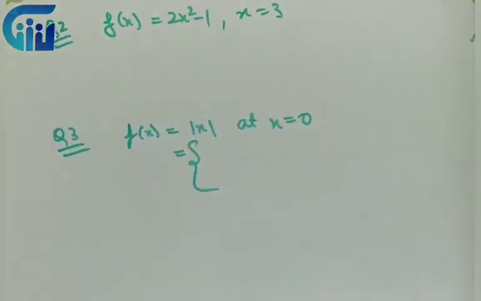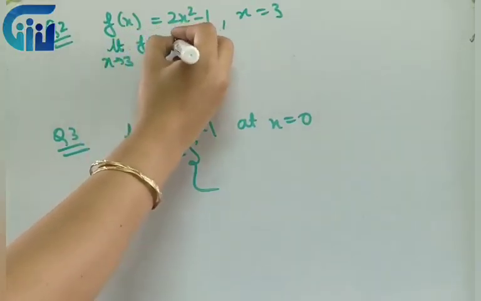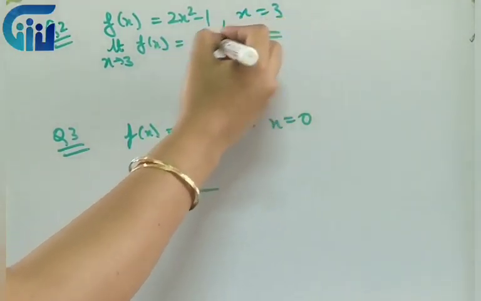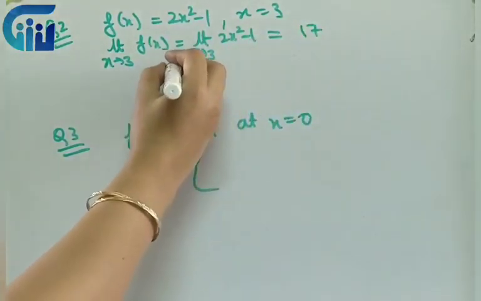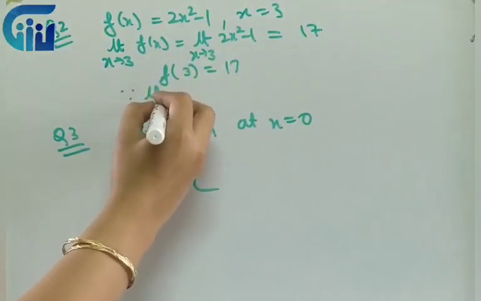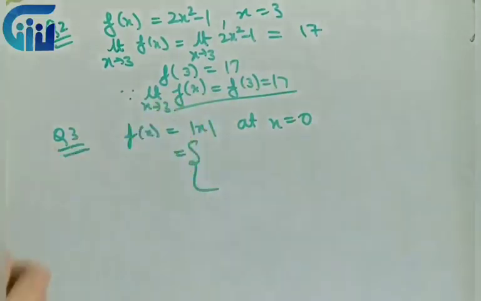We have question number 2 of exercise 5.1, which again says f(x) is a function and we have to check the continuity at x is equal to 3. So the same definition I'll apply over here. We will say limit x tending to 3 of f(x) is equal to limit x tending to 3 of 2x square minus 1. I'll put the value of 3 over there. So 9 into 2 is 18, minus 1 is 17. Similarly, f of 3 I'll get as 17. So since limit x tending to 3 of f(x) is equal to f of 3, which is equal to 17, hence the given function is continuous at x is equal to 3.